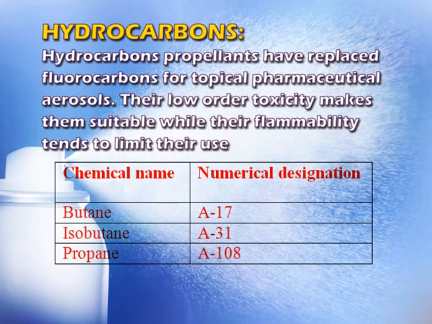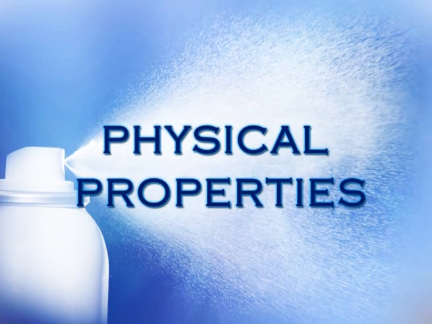Second one is isobutane, that can be written as A31, and propane, that can be written as A108. As with the fluorocarbons, a range of pressures can be obtained by mixing the various hydrocarbons in varying proportions. Now what are the physical properties of propellants?